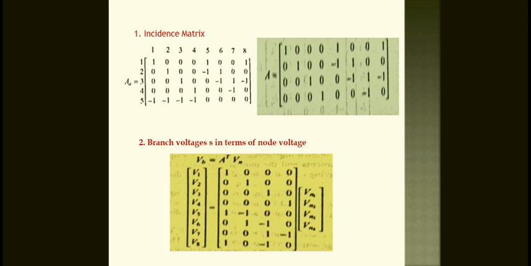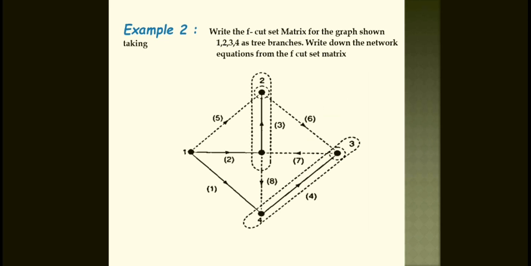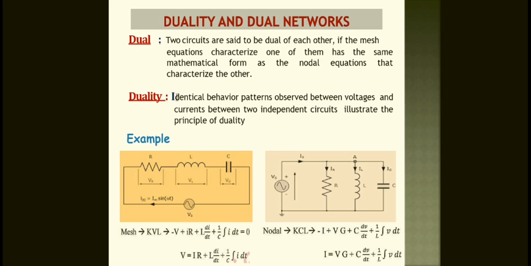Yeah, this is the solution for that actually. Here, whatever is given in the tabular form, according to that you may take the incident matrix first, the branch voltage in the nodal form, like this. The tie set matrix, how you are going to solve, in the branch currents like this. Similarly, you used to take a number of problems for the solution, right?